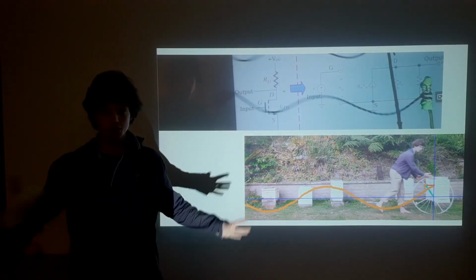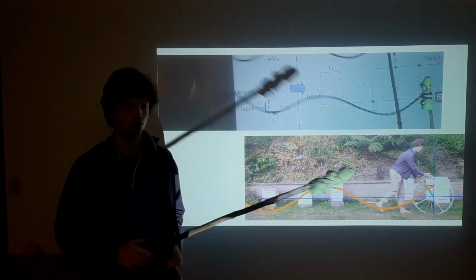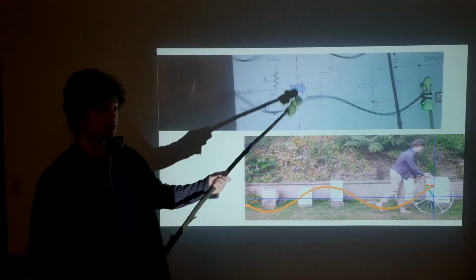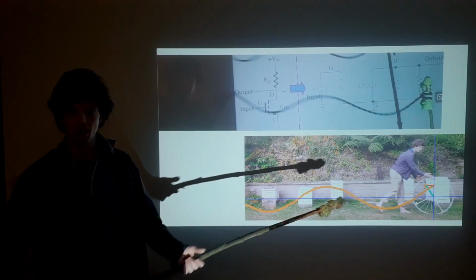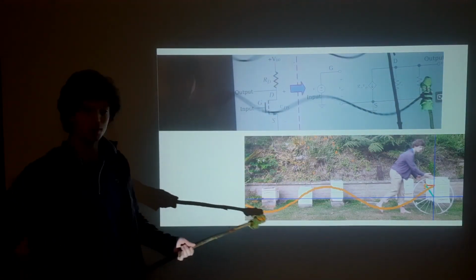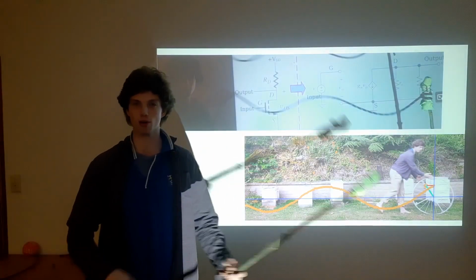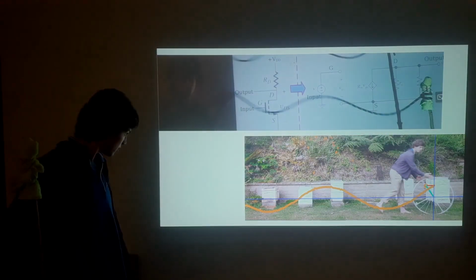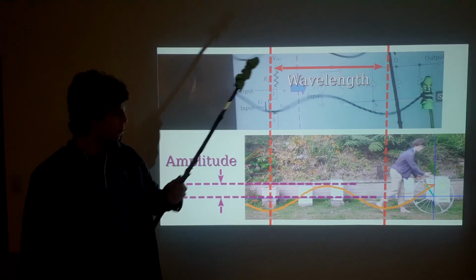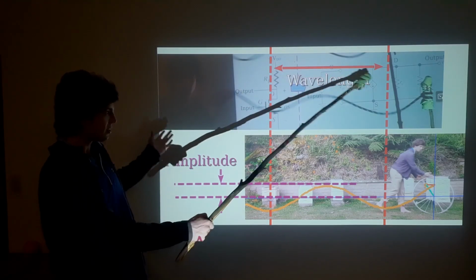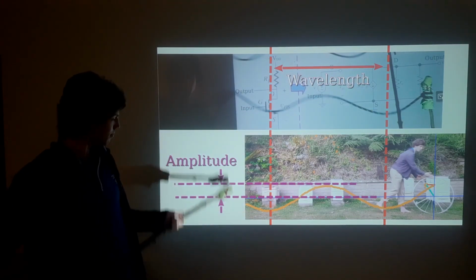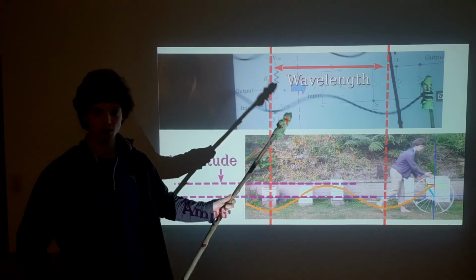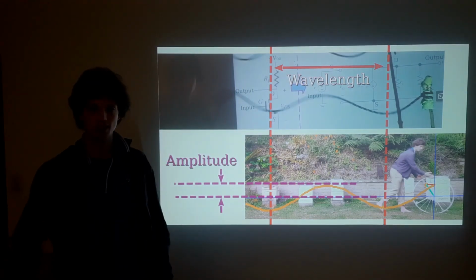Right, now let's just take a moment to compare these two waves. One generated by me waving a bit of rope up and down in my living room, and the other by me rolling a decapitated table across my yard. Both of these waves have a wavelength, and both of them have an amplitude, which is half of the distance between their peaks.